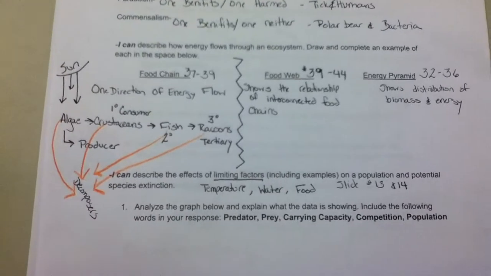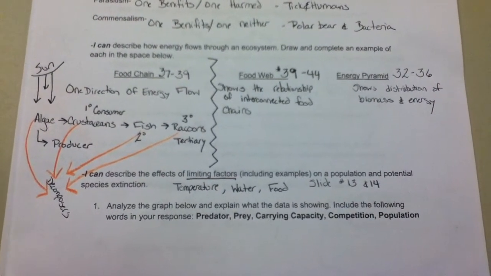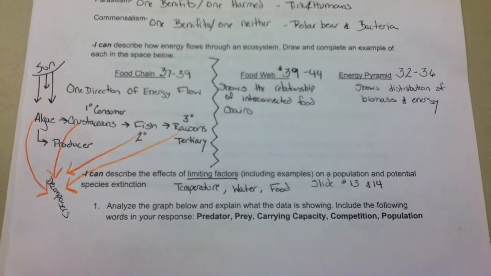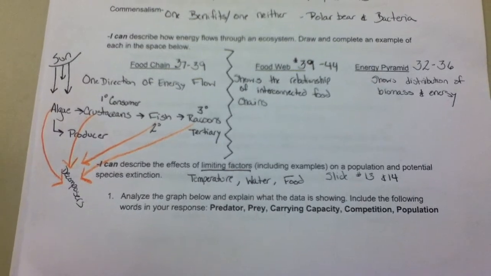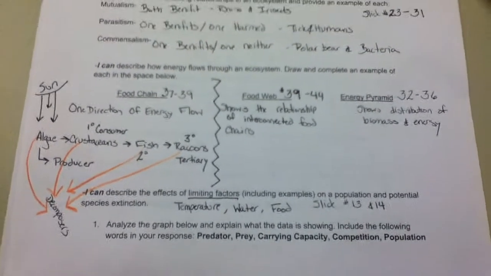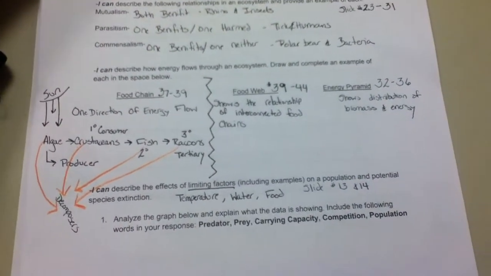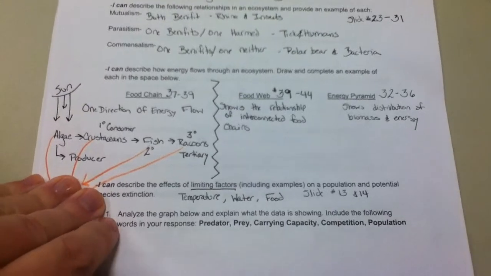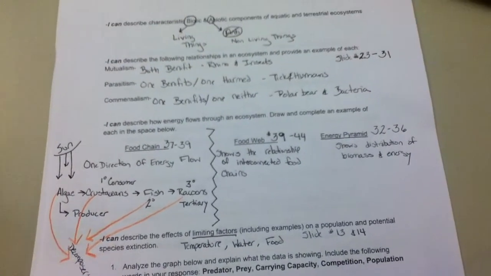Okay. So those were your learning targets. Number one was I can describe the effects of limiting factors, including examples on a population and potential species extinction. The limiting factors are temperature, water, and food. Remember that we talked about why you can't be a mermaid, and it's because you don't have the adaptations to live in the sea like a mermaid would. So temperature, water, and food are all limiting factors.